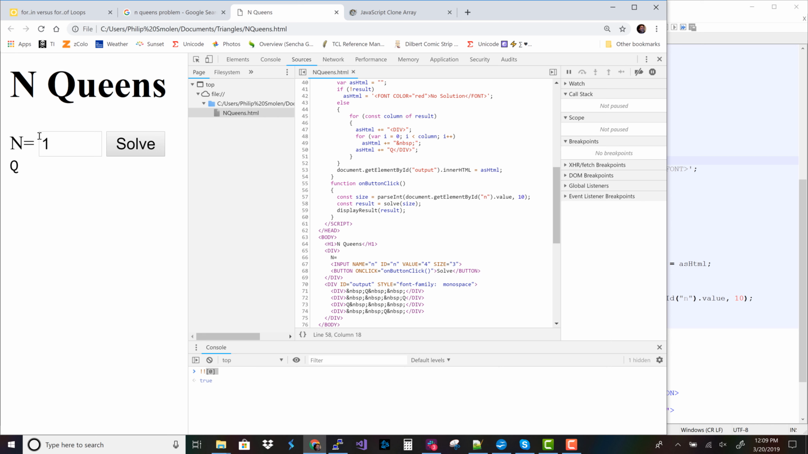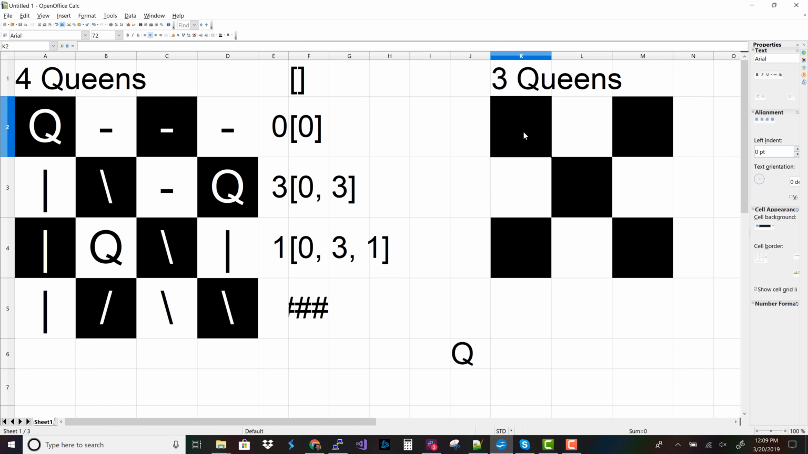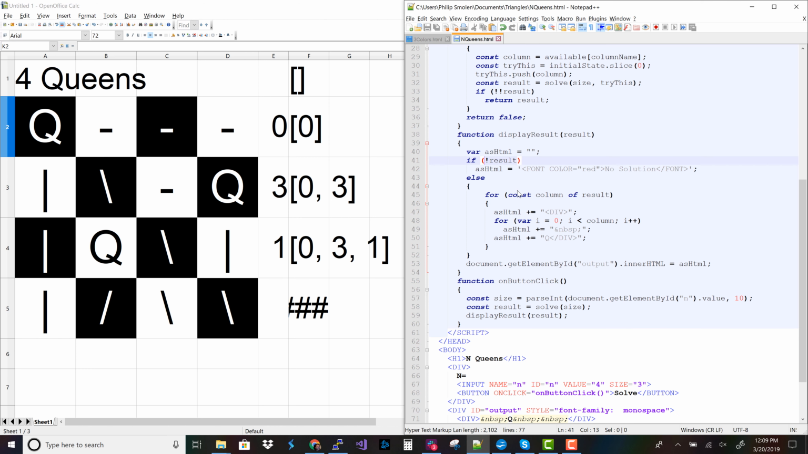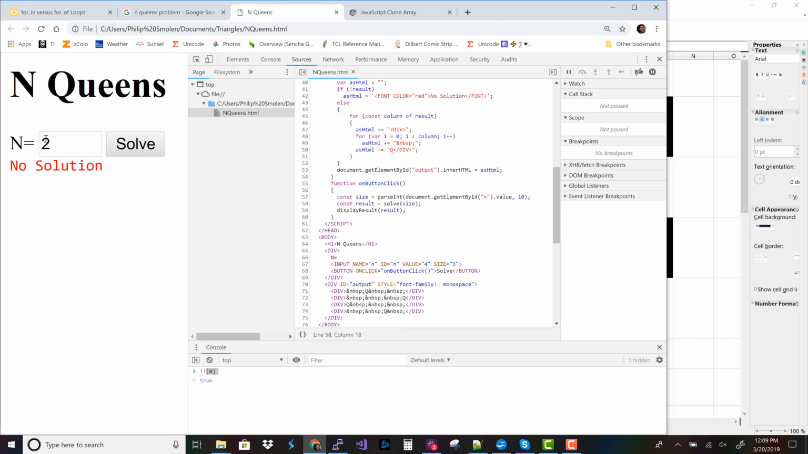Let's try 2. No solution. You probably could have guessed that. The only place you could go is a corner, and it blocks out the other 3 corners. What about 2.5? Interesting. Again, we probably could have better error checking, but at least it didn't blow up. That's a good thing. How about 3?